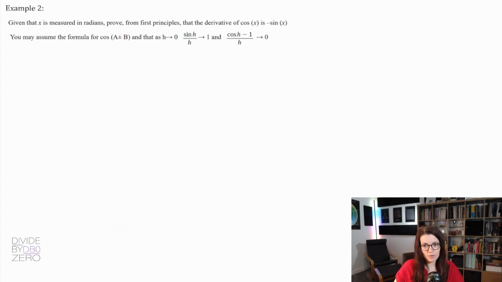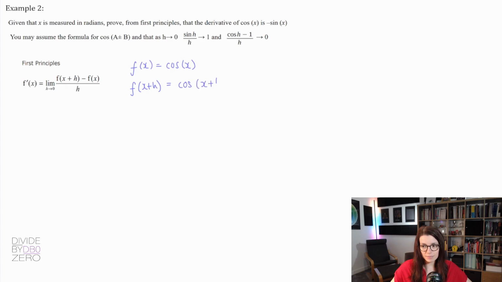And that's it. Example 2, very similar, but this time it says, given that x is measured in radians, prove from first principles that the derivative of cos x is minus sine x. Again, you may assume the formula for cos a plus or minus b, and that as h tends towards 0, those facts are true. So we'll start again by looking at the formula for first principles. And then I like to write f of x equals cos x this time, and f of x plus h, therefore, would be cos of x plus h. Following the formula, f dash of x equals the limit as h tends towards 0 of, this time, cos of x plus h minus cos x all over h.